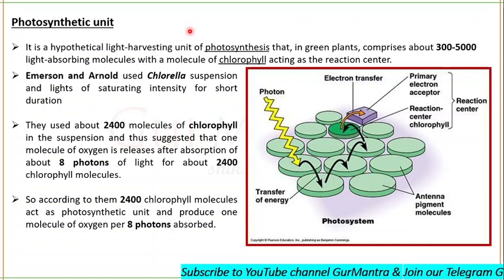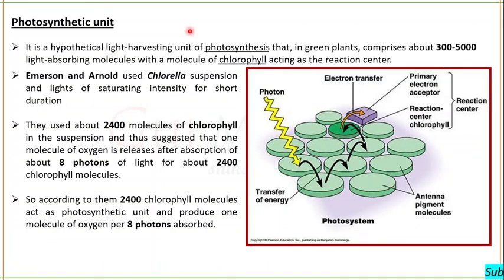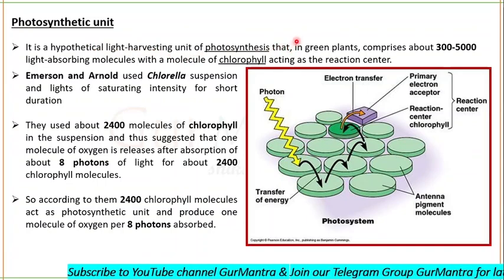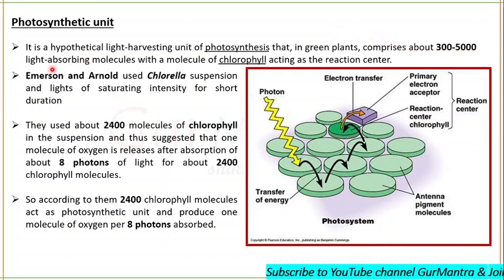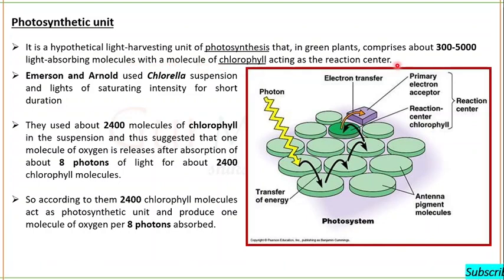What exactly is a photosynthetic unit? What do we do with a photosynthetic unit? What is the role of the photosynthetic unit? It is a hypothetical light harvesting unit of photosynthesis in green plants that comprises about 300 to 5000 light absorbing molecules, with a molecule of chlorophyll acting as the reaction center.